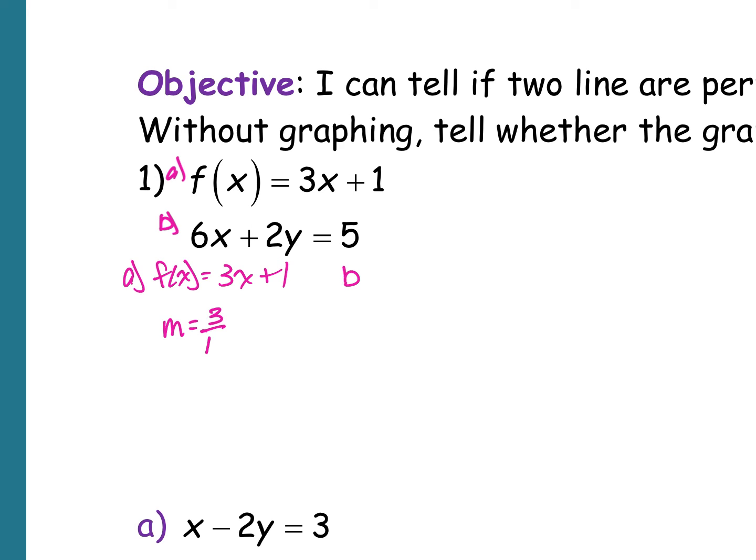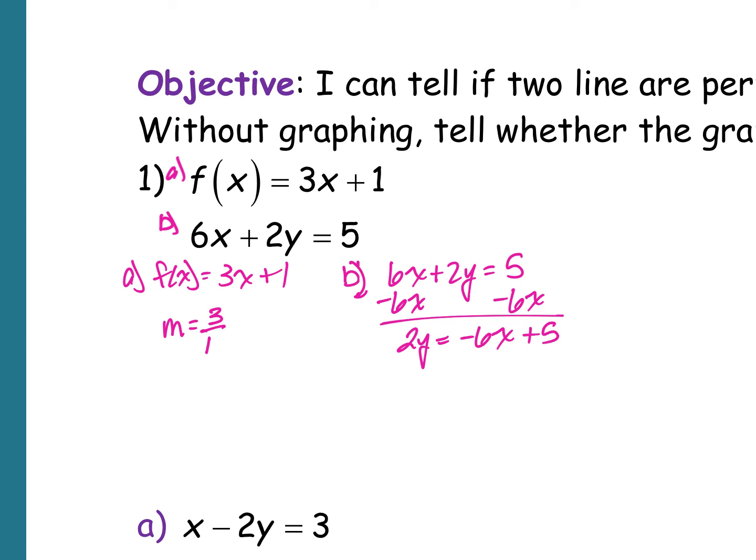Okay, so B is going to be 6x plus 2y equals 5. So what do I do first? Subtract 6x, that's beautiful. And I get 2y equals negative 6x plus 5. And then what do I do? Divide by 2. And y is going to equal negative 3x plus 5 halves.